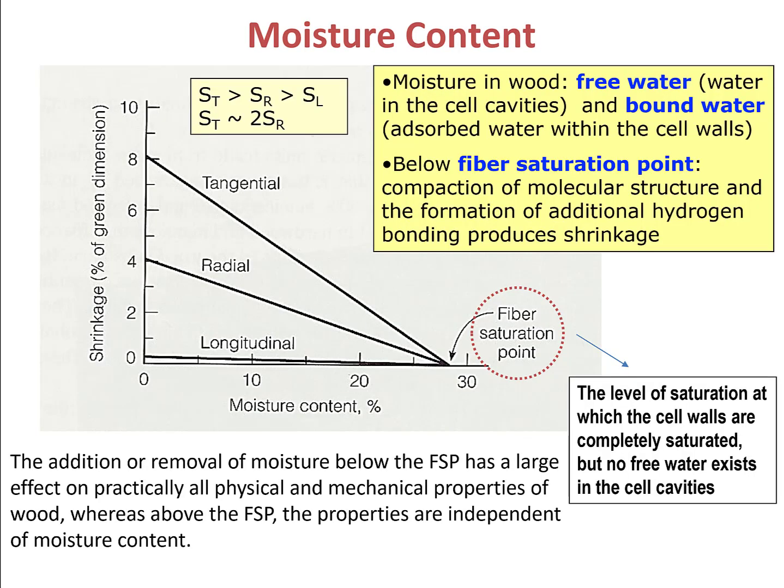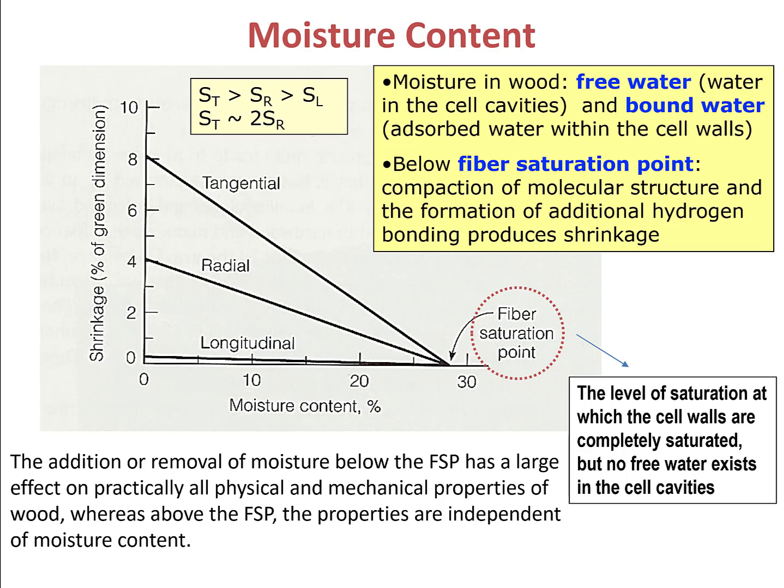Moisture exists in wood as either bound water or free water. Bound water is held within the cell wall by absorption forces, and free water is the water in the cell cavities. There is a very important concept which is called fiber saturation point, which we often call FSP. It's a critical level of saturation at which the cell walls are completely saturated, but no free water exists in the cell cavities.